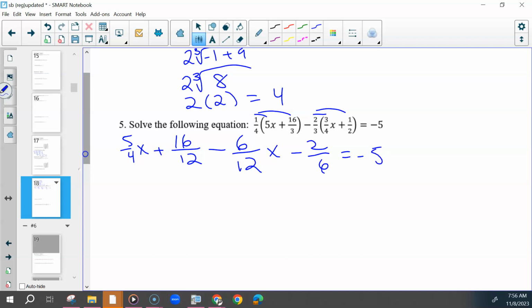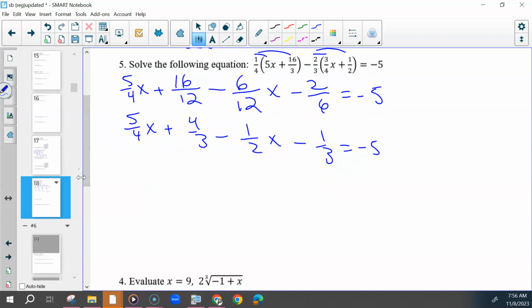Okay, so if you went straight into simplifying, that's okay. That's fine. This would be 5 fourths x plus 4 thirds minus 1/2 x minus 1/3. And then you could have combined these in your calculator or did it by hand, either or, it didn't matter.